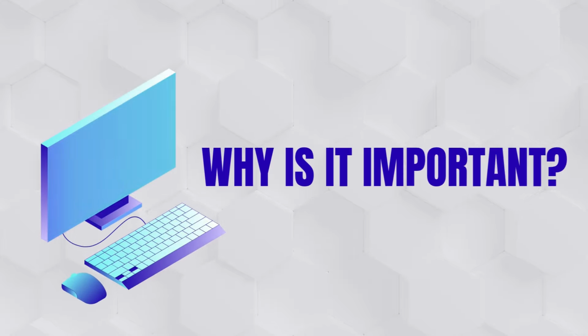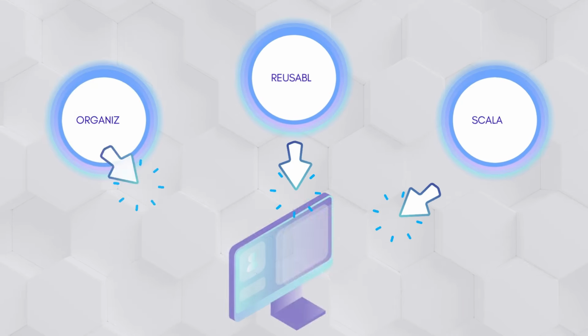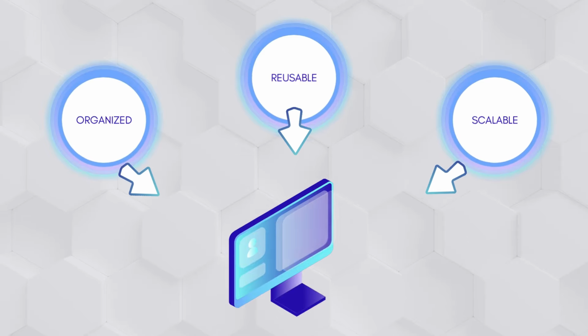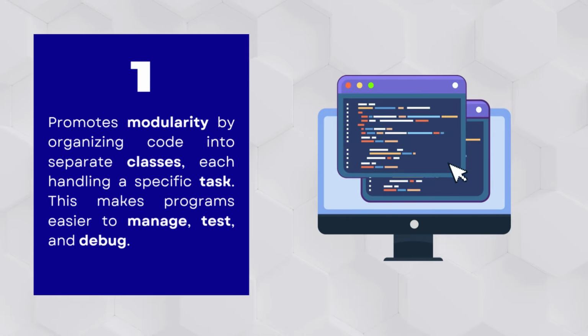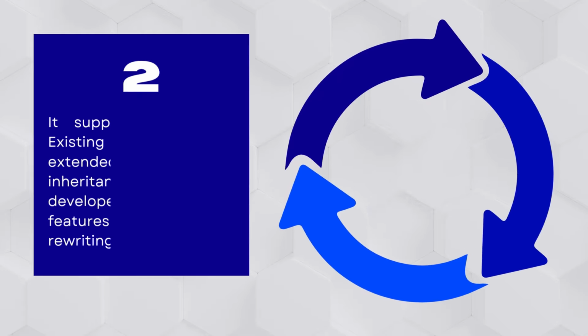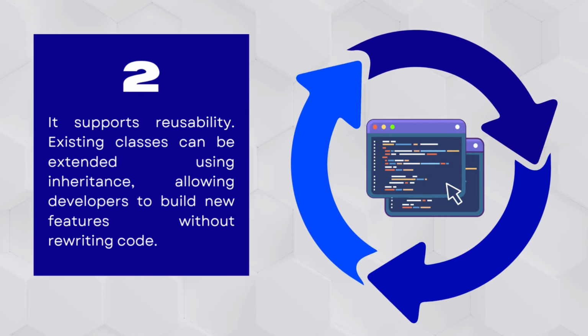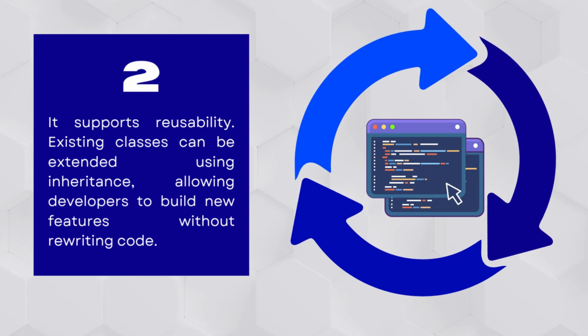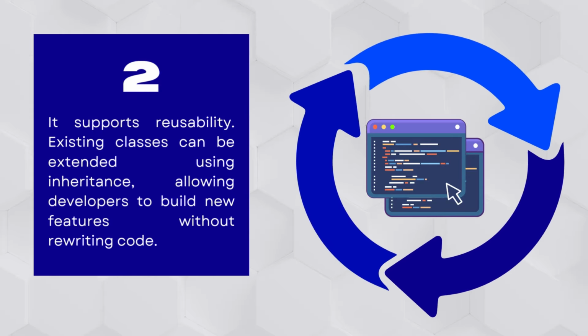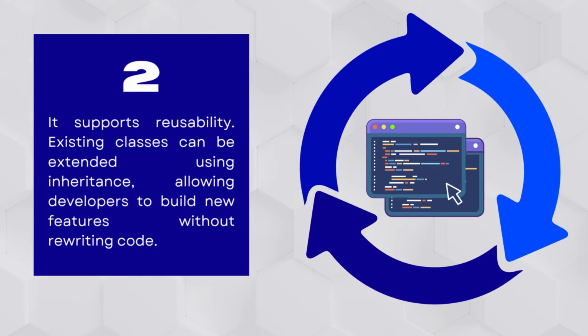Why is it important? Object-oriented programming offers several important advantages, making it an essential approach for building organized, reusable, and scalable software systems. First, OOP promotes modularity. By organizing code into separate classes, each handling a specific task, this makes programs easier to manage, test, and debug. Second, it supports reusability. Existing classes can be extended using inheritance, allowing developers to build new features without rewriting code.